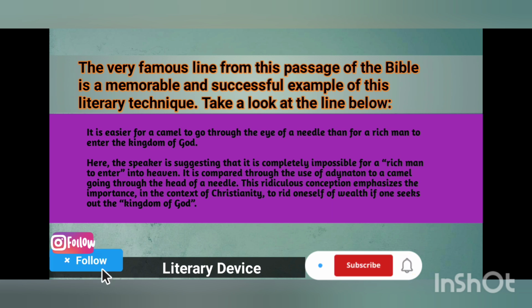It's easier for a camel to go through the eye of a needle than for a rich man to enter the kingdom of God. Here the speaker suggests that it is completely impossible for a rich man to enter into heaven. It's compared through the use of Adynaton to a camel going through the eye of a needle. These ridiculous conceptions emphasize the importance, in the context of Christianity, of ridding oneself of wealth if one seeks the kingdom of God.